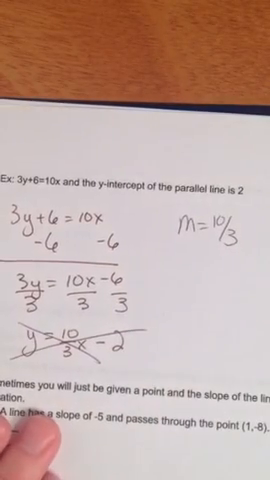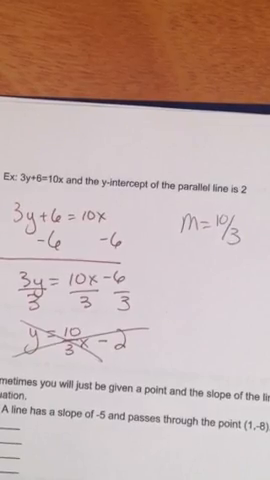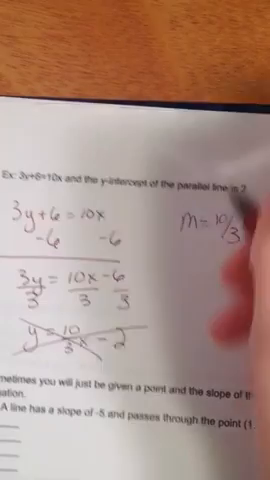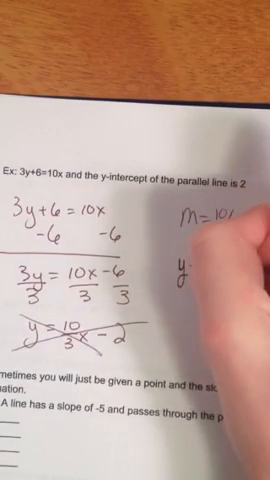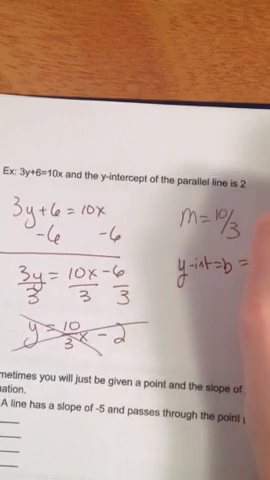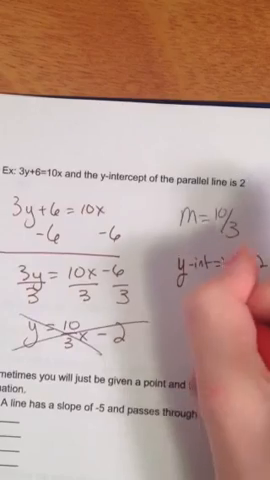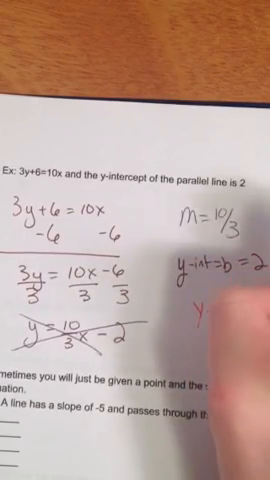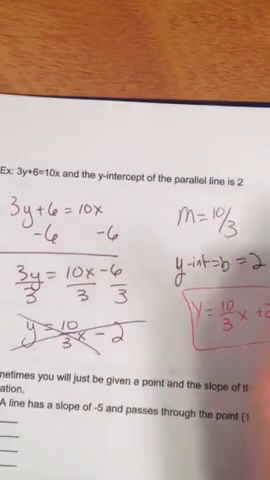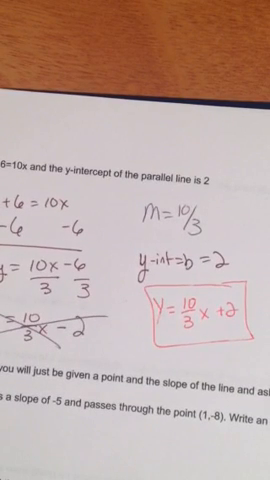And now I'm done with that equation. I don't need it anymore. I wrote my 10/3 off to the side. And they want a parallel line with a y-intercept of 2. Y-intercept, which equals b, which is 2. So I'm going to have y equals 10/3 x plus 2. Nice parallel line.